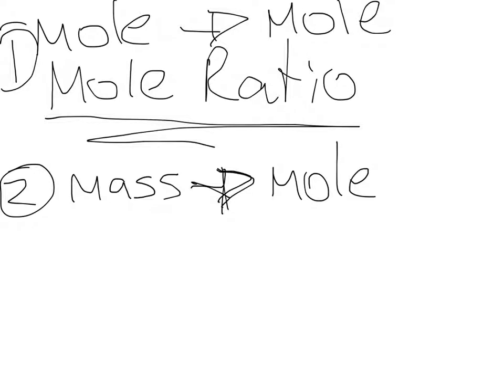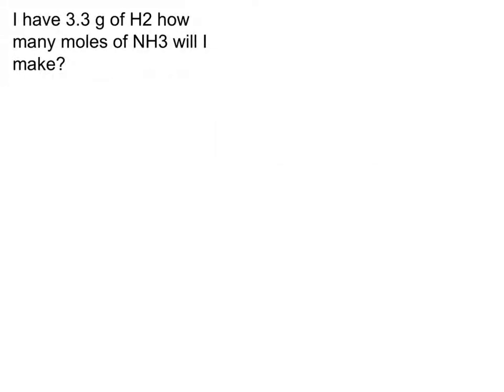Let me explain. So our question could be, I have 3.3 grams of H2. How many moles of NH3 will I make? Now this is becoming more like something we would really see, because we're starting with a measurable quantity. We've measured out 3.3 grams of H2. Remember, you could also do it in volume, and then you'd need to use the volume equation with moles that I told you before, but this time we're going to use mass. And how do we go about this?